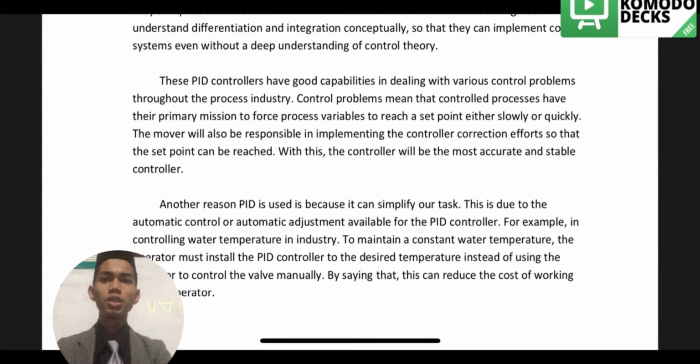Another reason PID is used is because it can simplify our task. This is due to the automatic control or automatic adjustment available in the PID controller. For example, in controlling water temperature in industry, to maintain a constant water temperature, the operator must set the PID controller to the desired temperature instead of controlling the valve manually. By doing so, this can reduce the cost of labor for the operator.